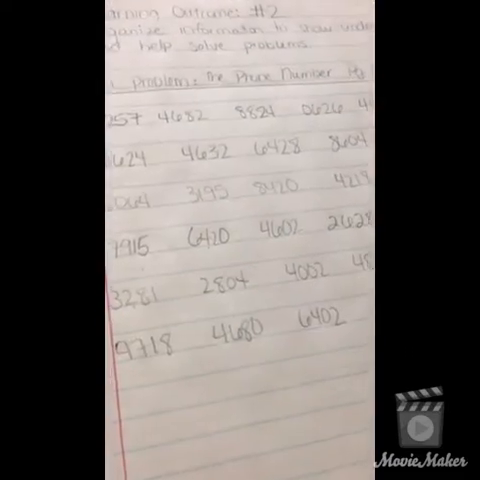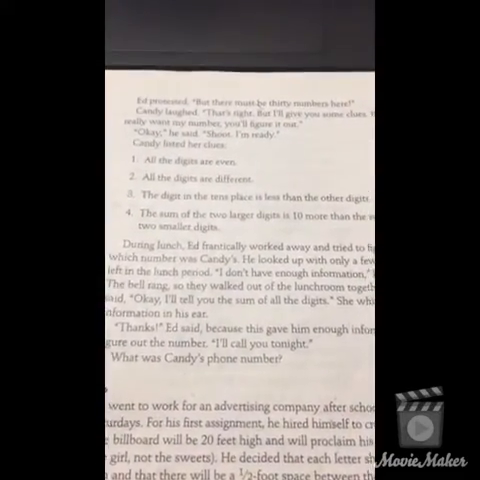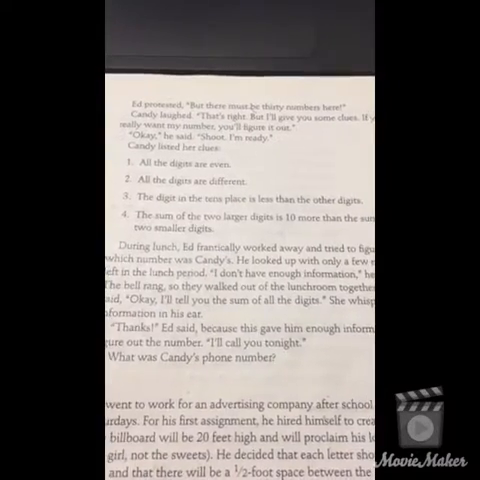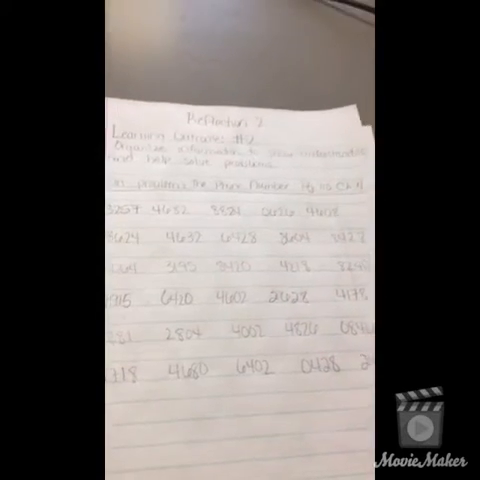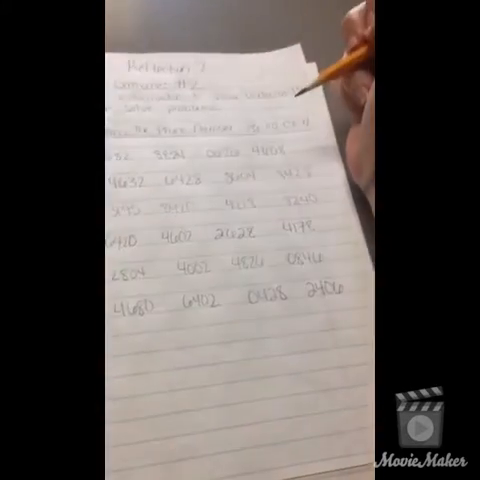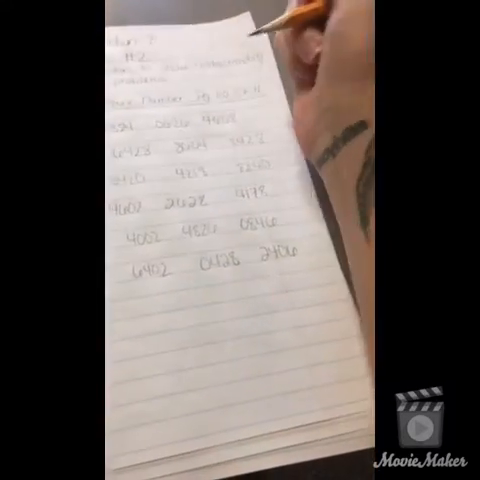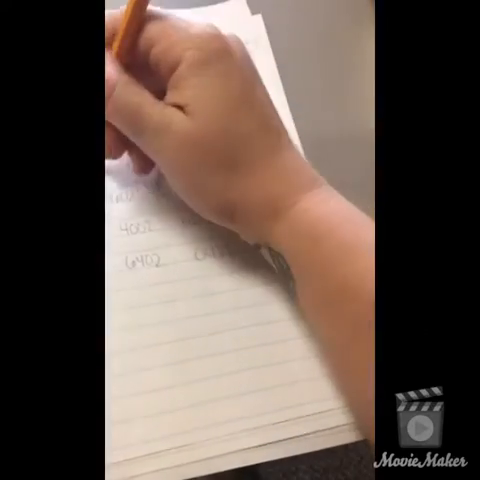So to start, I just went through what the criteria was, and all the digits are even. So you would go through to organize the information, start by just eliminating all the numbers that have an odd number in them.